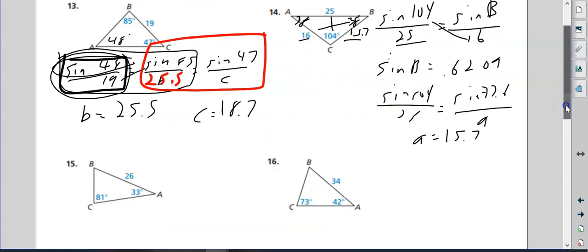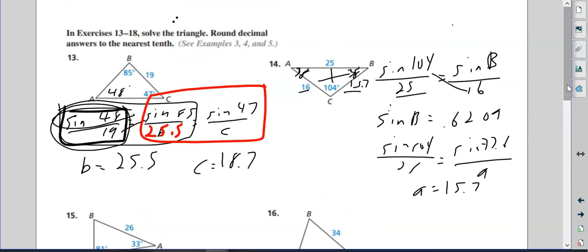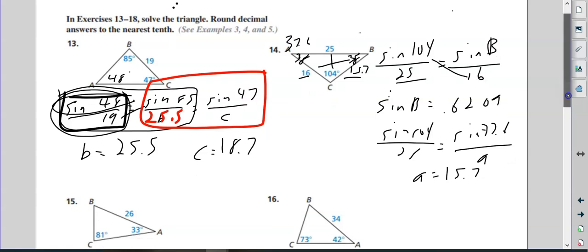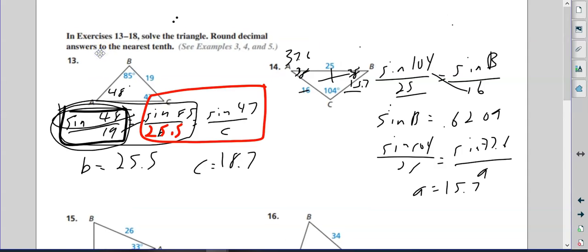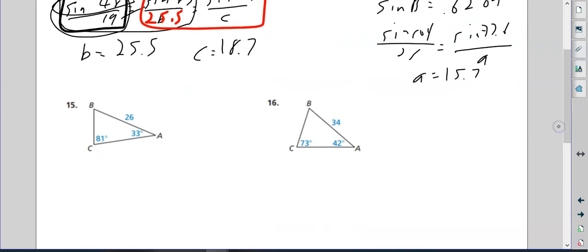So again, this was 37.6. So they're going to be slightly different. Sorry, that goes over here. But we rounded. Again, we can find this out by just adding the two numbers up and subtracting from 180. So we have 66 degrees.